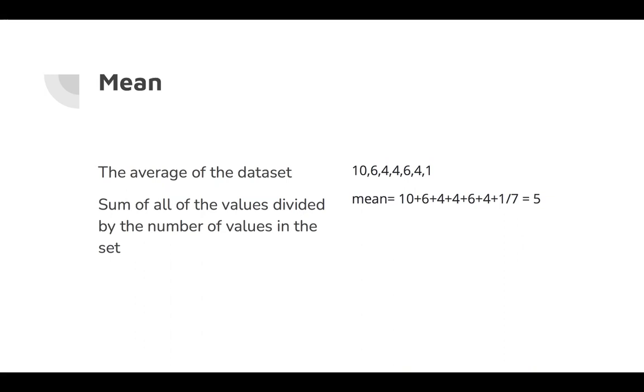So let's take the data set on the right. 10, 6, 4, 4, 6, 4, 1. To take the mean or the average, we would add up all of these numbers and then divide by 7 because there are 7 numbers in the data set. So we get the average value, or the mean value, is 5.